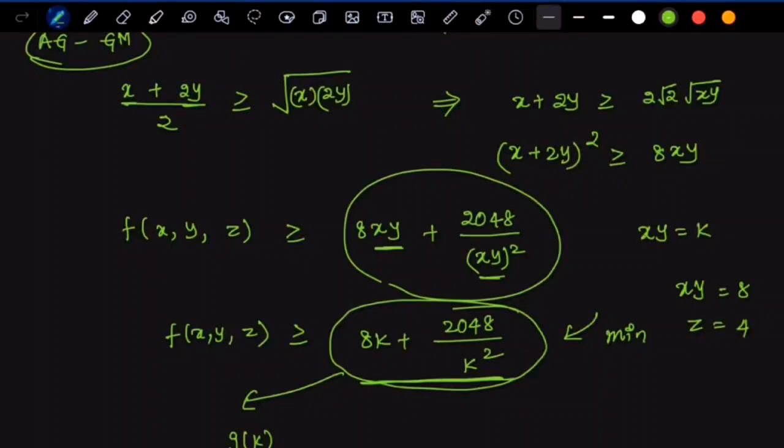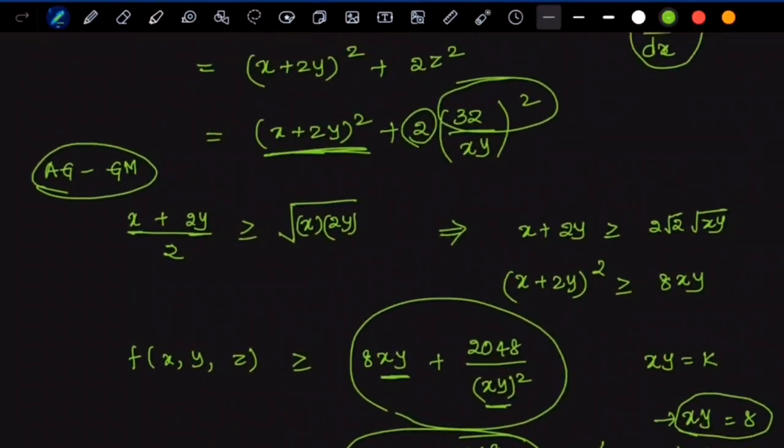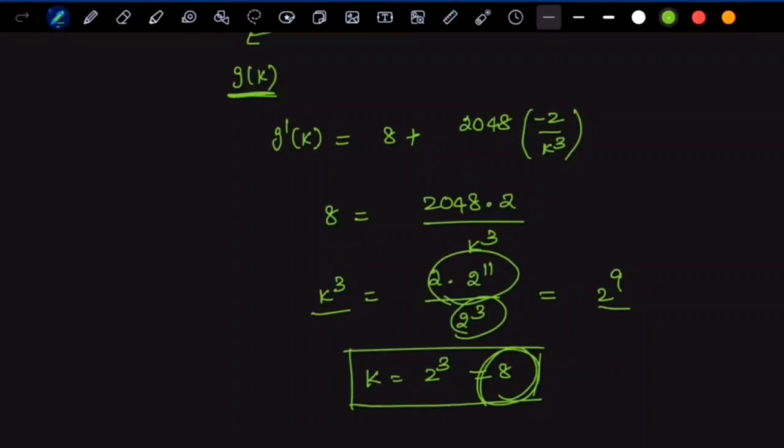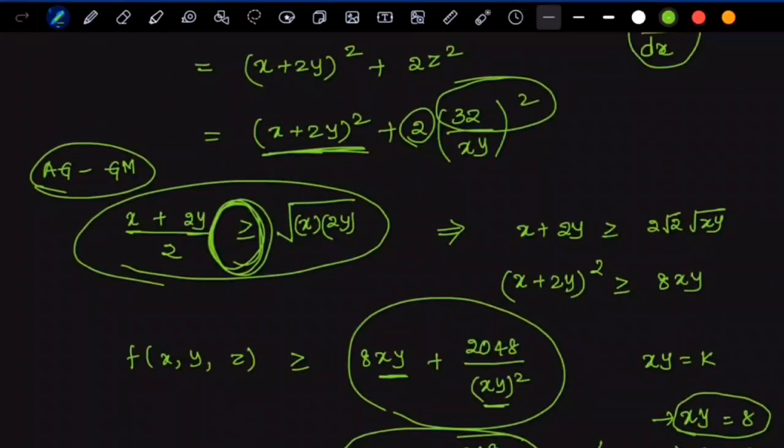All right. Now we got these two things. We have to find out the values of x and y as well. So we are considering the AM-GM inequality here. This inequality will give you a minimum value or a maximum value only when this is an equal to sign. All right. This is only when this is an equality, not the inequality. That happens when x is equal to 2y.